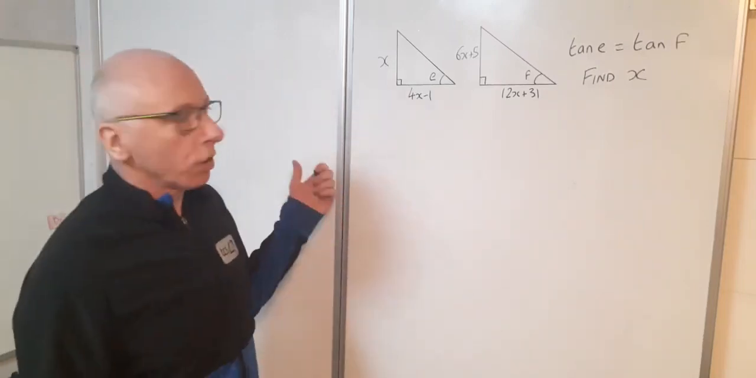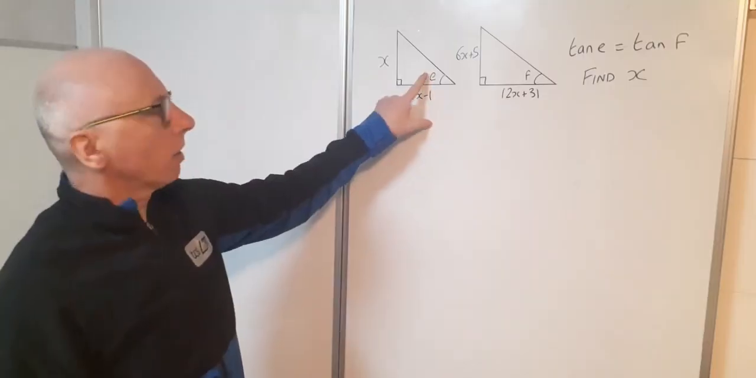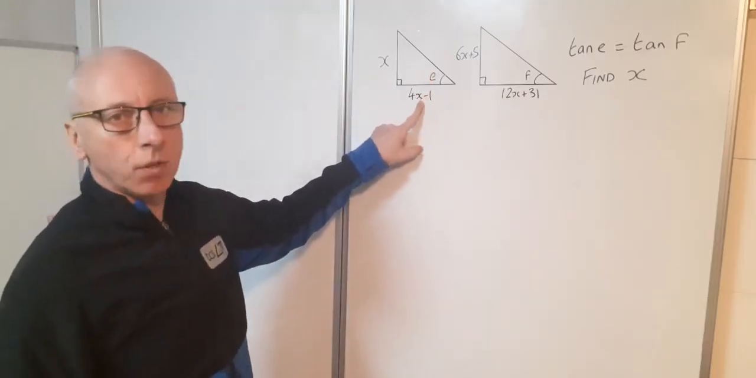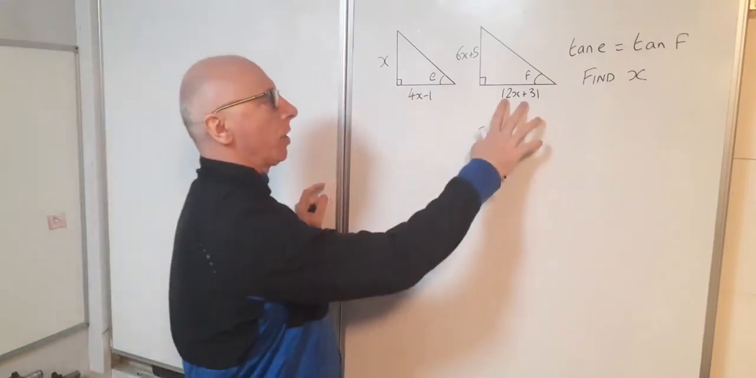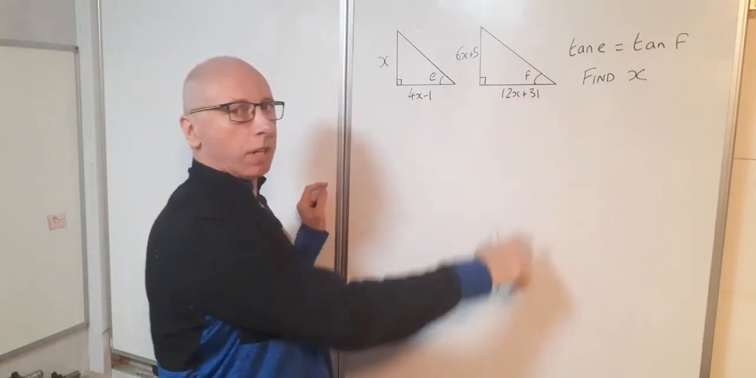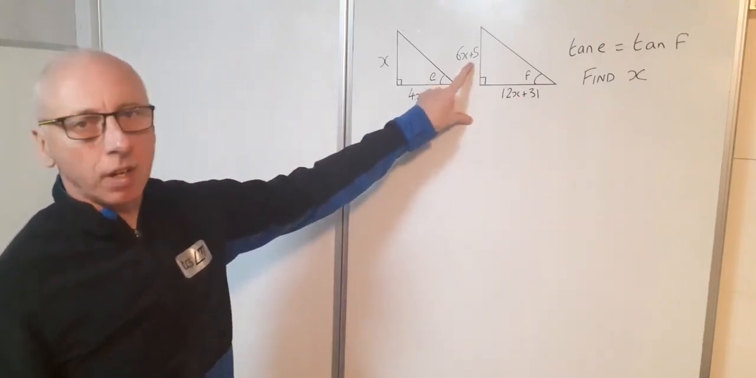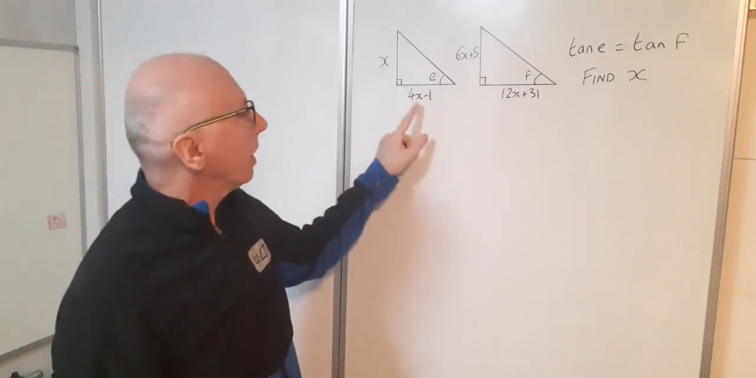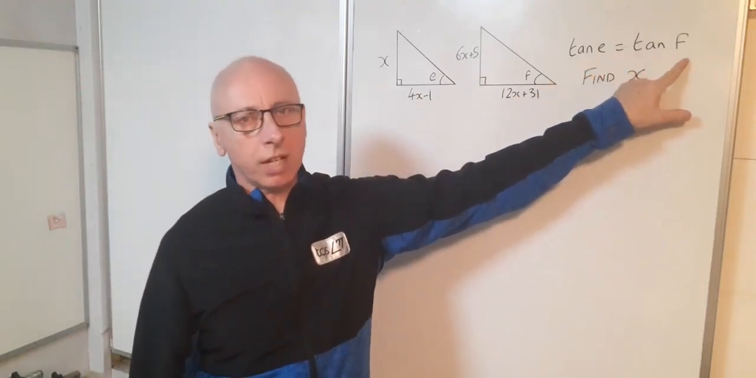So in this question, I've got two triangles. I've got this right angled triangle here with angle E, adjacent side 4x minus 1 and opposite side x. Here I've got a right angled triangle with angle F with adjacent side 12x plus 31 and opposite side 6x plus 5. We need to find x, and we're told that the tangent of E is equal to the tangent of F.